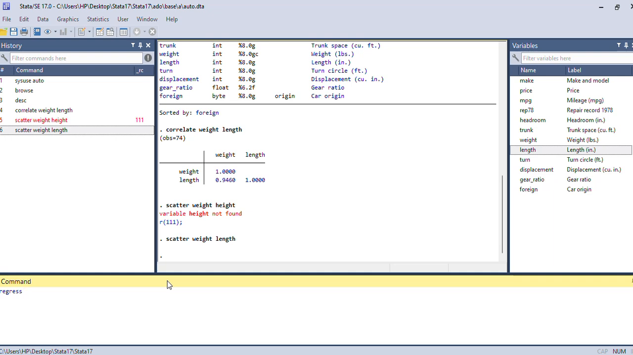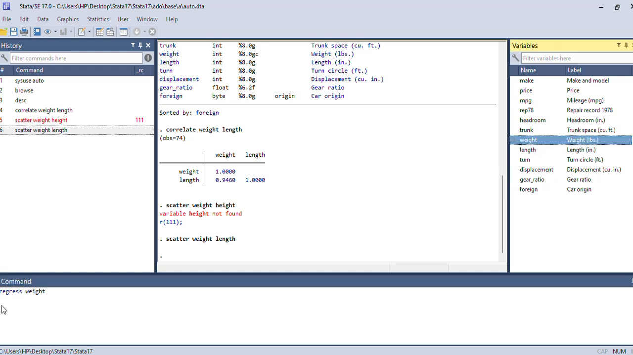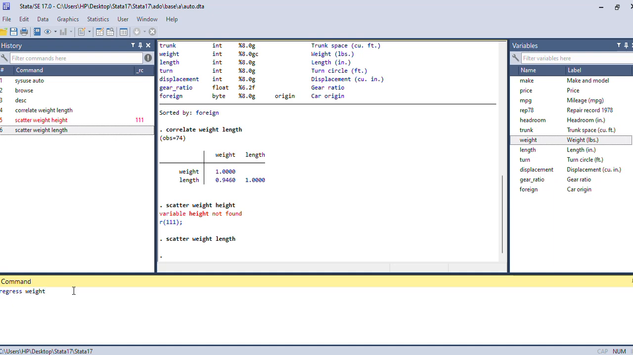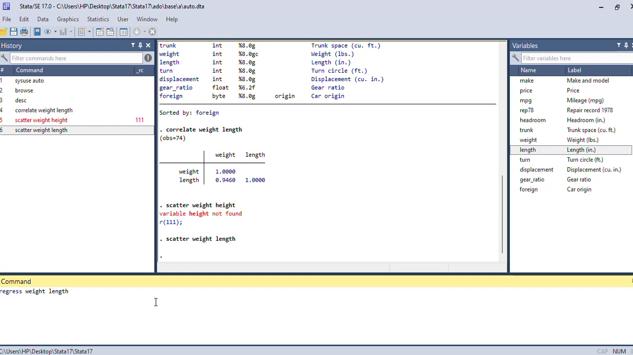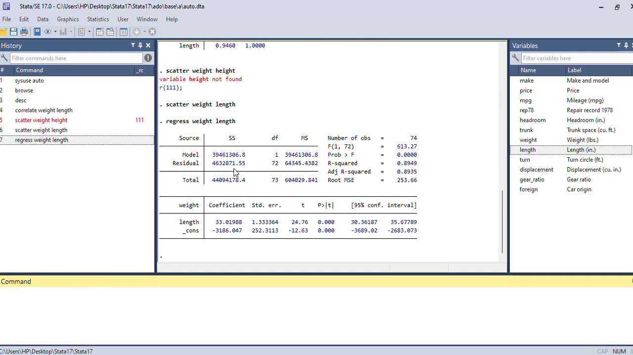So we want to regress, and we have to specify the dependent variable. Our dependent variable is weight. So we double click weight, and our independent variable, the variable that is explaining the dependent variable, is length. So we are learning a simple linear regression. It is called simple because you only have one dependent variable and one independent variable. So our dependent variable is weight and our independent variable is length. So we want to see how the relationship can be quantified. So we press enter. After pressing enter, we are given the regression results, the output for the simple linear regression that we have just conducted.